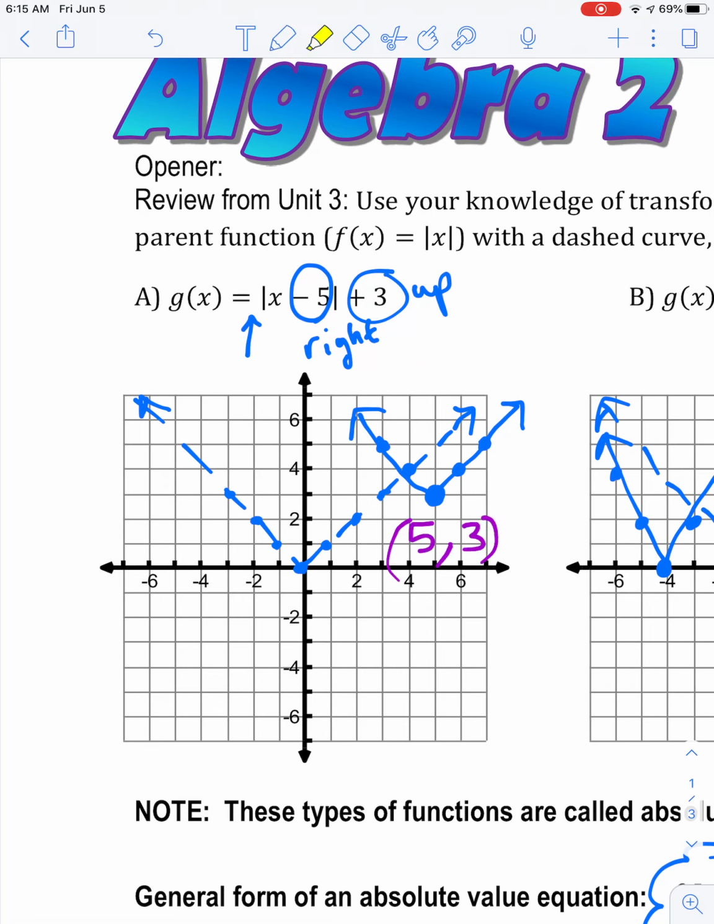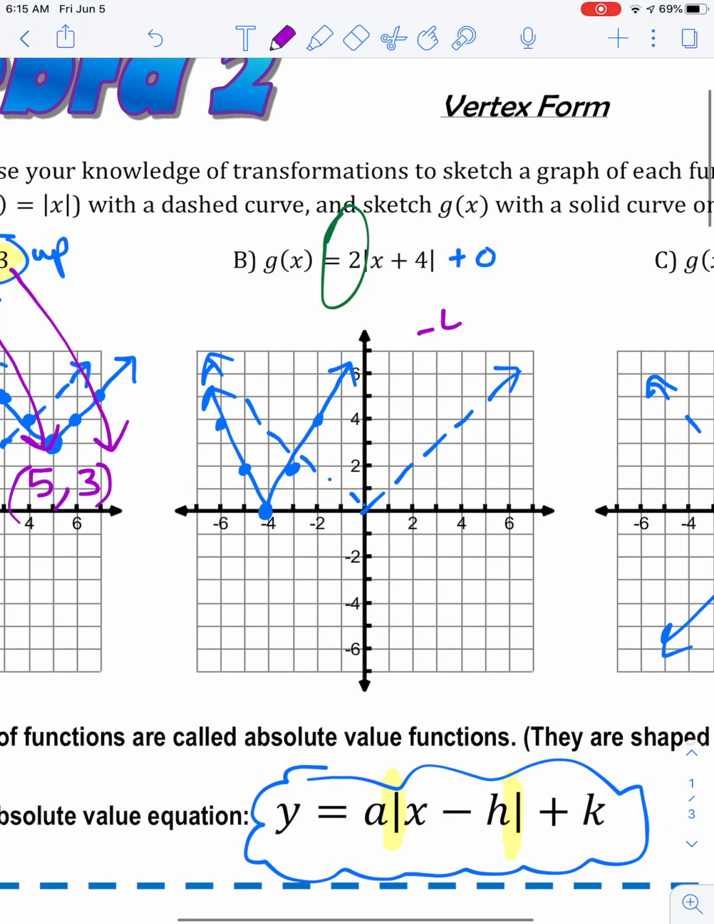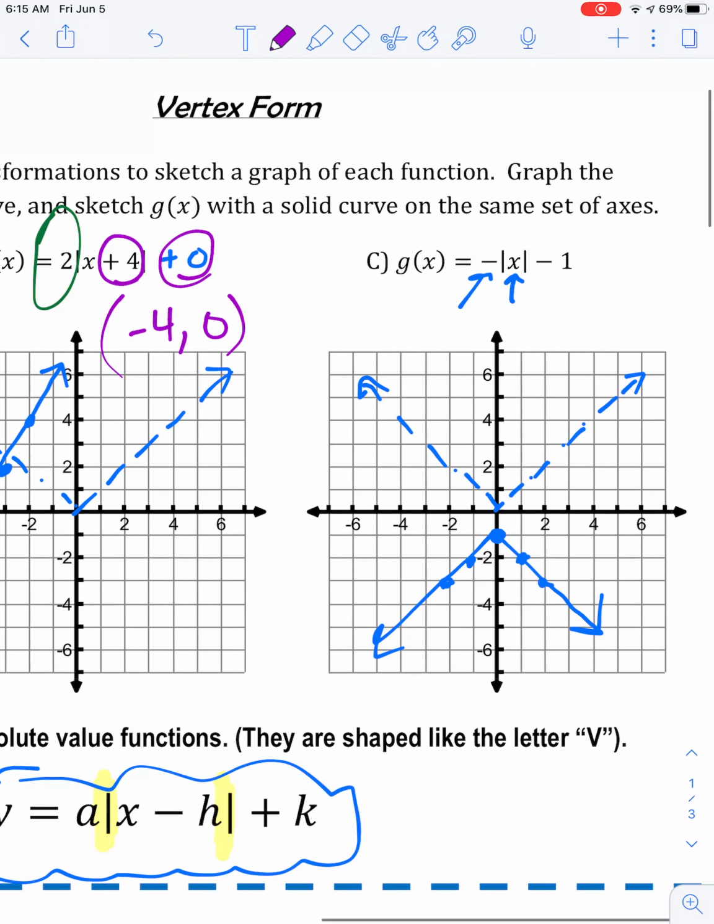When we look at our equation though, what do we see? A minus 5 and a plus 3. So when we see a minus 5, we kind of take the opposite of that. And when we see the plus 3, we keep that one the same. Okay, if we look here, our vertex was at (-4, 0). Once again, we took the opposite of this and kept this one the same. And here we had (0, -1). So we looked inside the absolute value, we took the opposite, this one we kept the same.